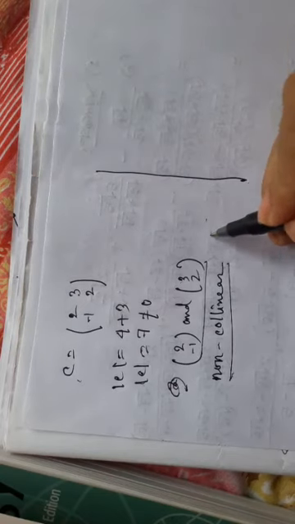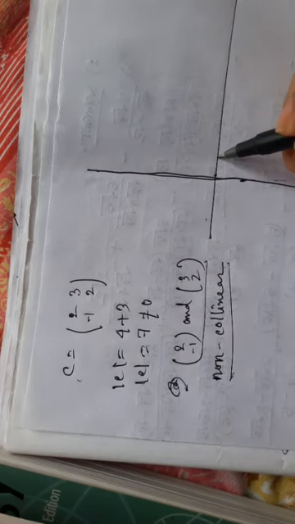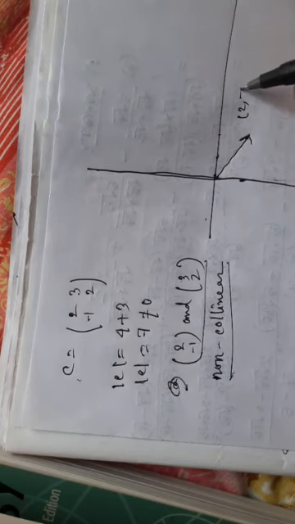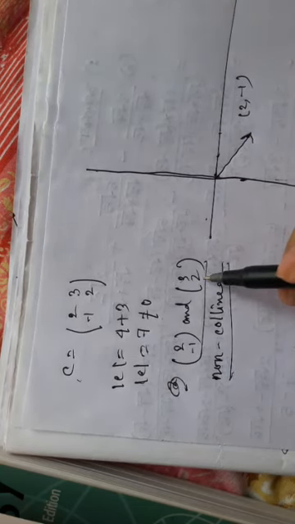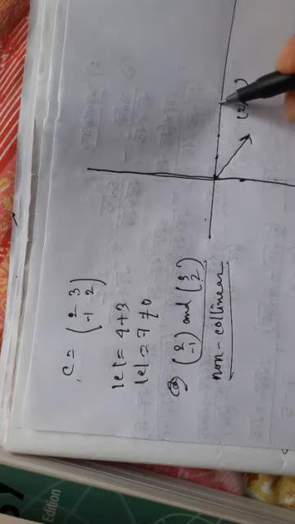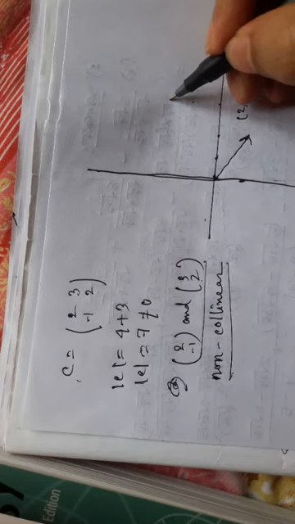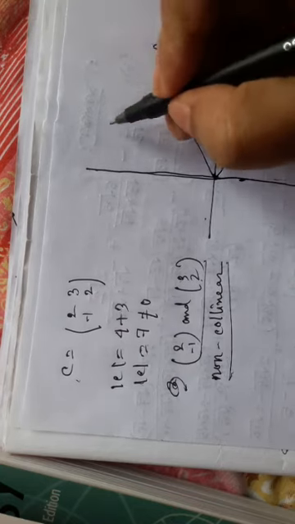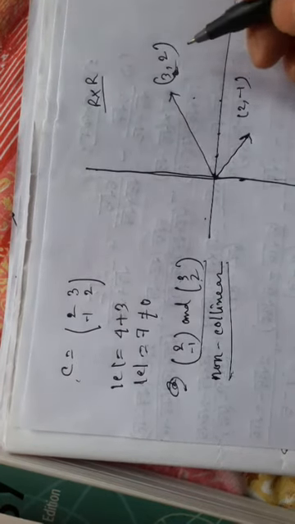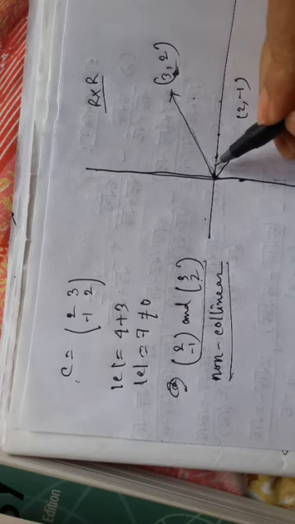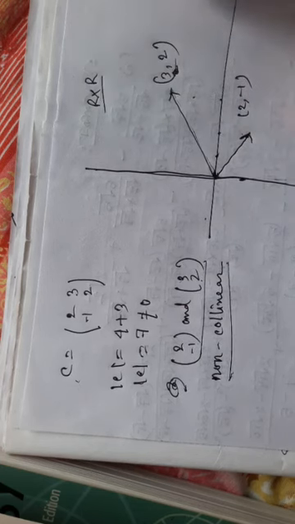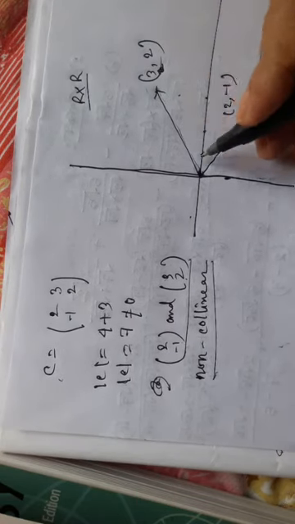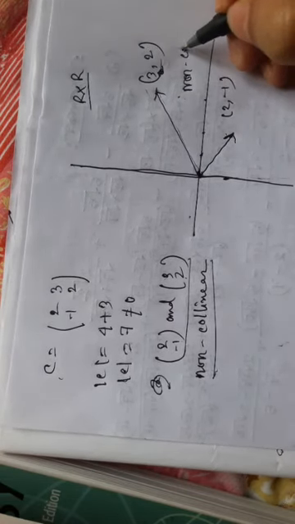If I plot, first we plot 2, minus 1, so 1, 2, minus 1, so this is the 2, minus 1 vector, and another vector 3, 2, so 1, 2, 3, and 2, that is 3, 2. So you see both the vectors are non-collinear.